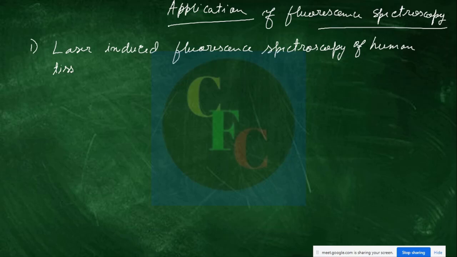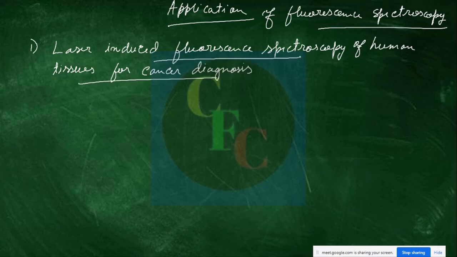Human tissues for cancer diagnosis. This is a very important use of fluorescence spectroscopy, mostly used for medicinal purposes. As I said, laser induced fluorescence spectroscopy is widely used for detection of carcinogenic cells in human bodies, right? Now what is done here?